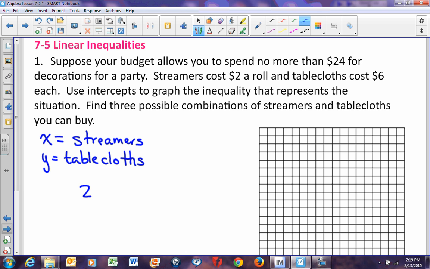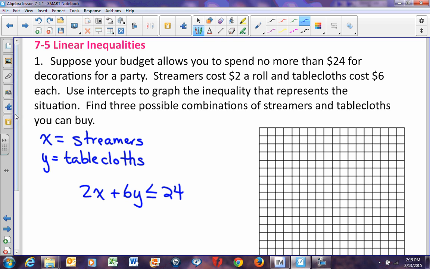Streamers cost $2 a roll, so $2 times the number of streamers I buy, plus $6 times the number of tablecloths I buy, can spend no more than 24, which means I could spend 24, but I can't spend more than 24. If you remember, this means at most $24, which is at most means less than or equal to 24. That's what at most means. We talked about this before.